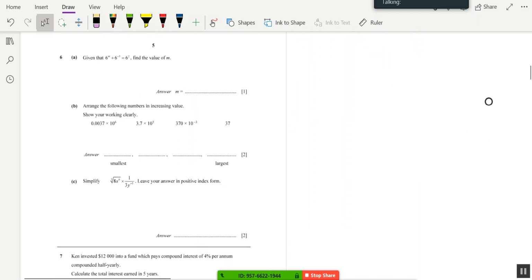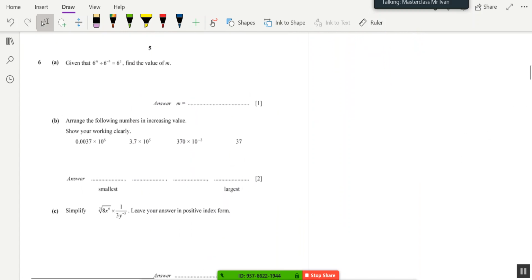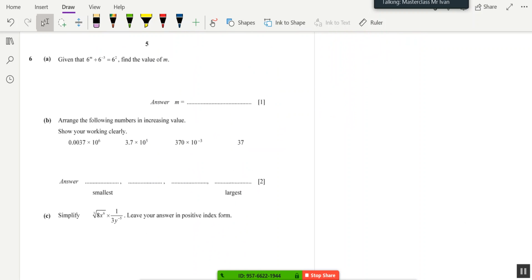Sure. So according to your law of indices, number 1, they must all be the same base. Are they same base? Yes, they are same base. So when they divide, what happened? The power will, Megan, when they divide, the power will minus. So this is minus 3. Be careful. It is equals to 6 to the power of 2. This means that m plus 3 is equals to 2. M equals to 1.